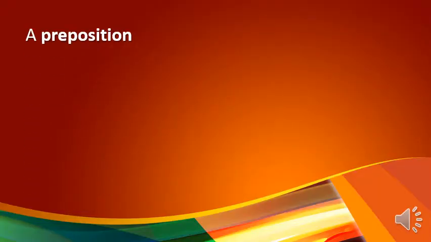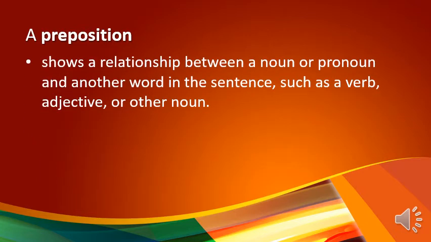So what is a preposition? A preposition is a word that shows a relationship between a noun or pronoun and another word in the sentence, such as a verb, an adjective, or another noun. So it's a word that shows a relationship between two words in a sentence: a noun and another word, a verb, an adjective, or a noun.